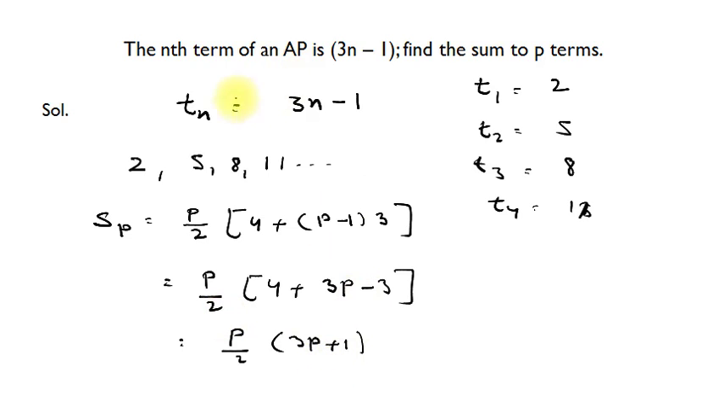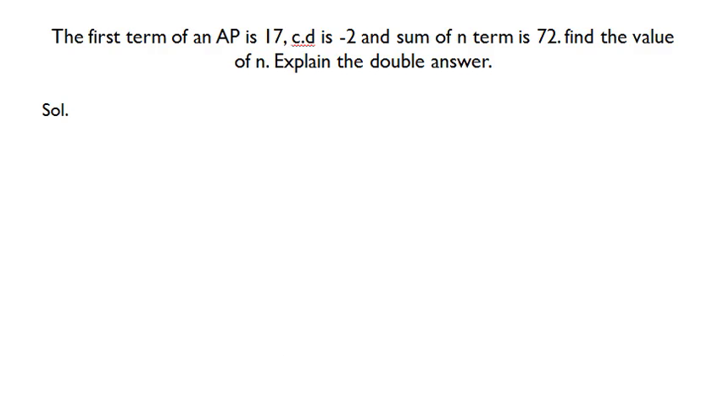So if we have the value of Tn in terms of n, then by putting n equal to different values 1, 2, 3, 4, we get the desired sequence or series, right? So in this question, first we have to find the series, and then we have to find the sum of the given series using the sum formula. Okay, now moving to the next one.